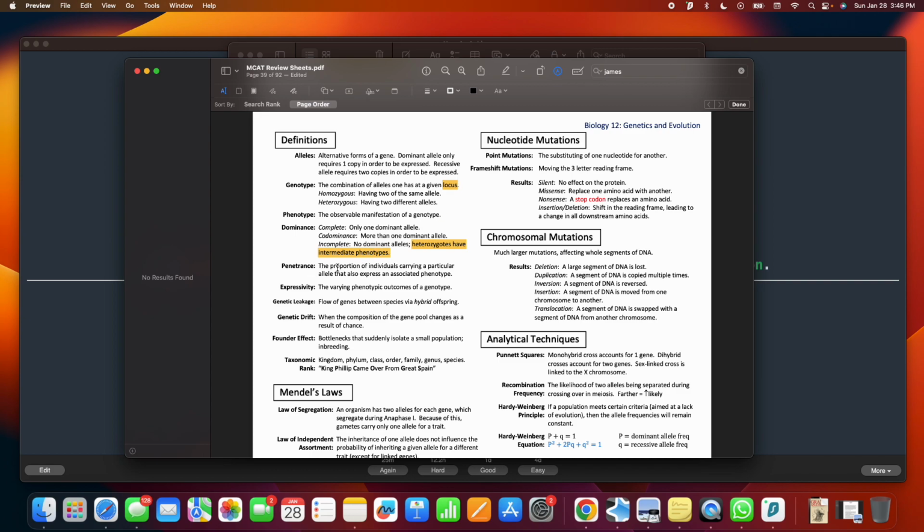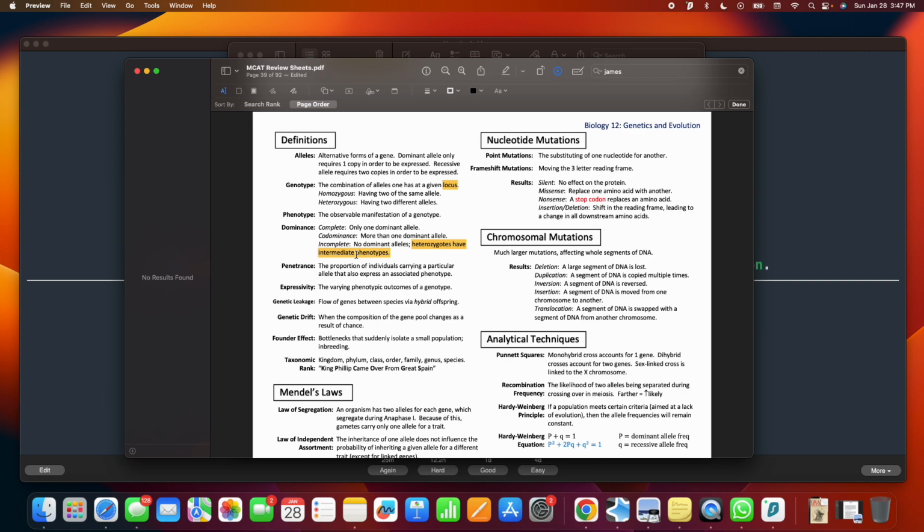Intermediate phenotypes, for example, the intermediate phenotype of a red flower and a white flower would be pink, something like that. It's intermediate. So if the red is a recessive allele and the white is also a recessive allele, then the incomplete dominance would be a pink phenotype.